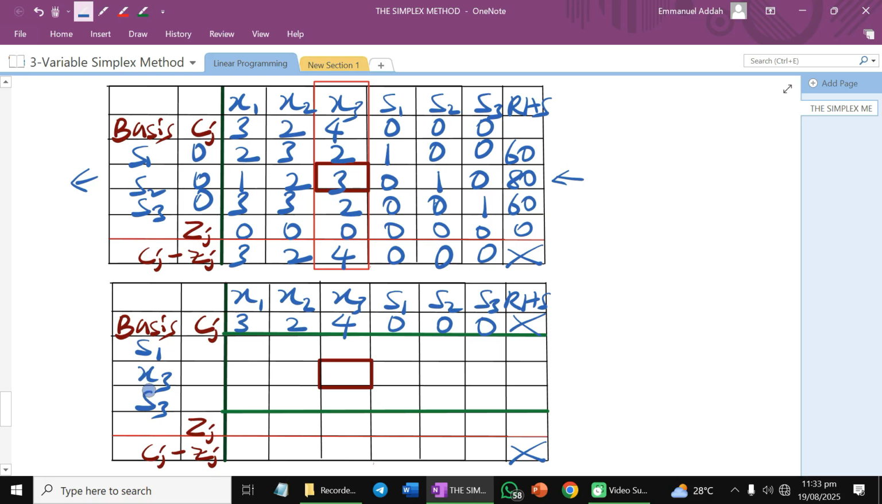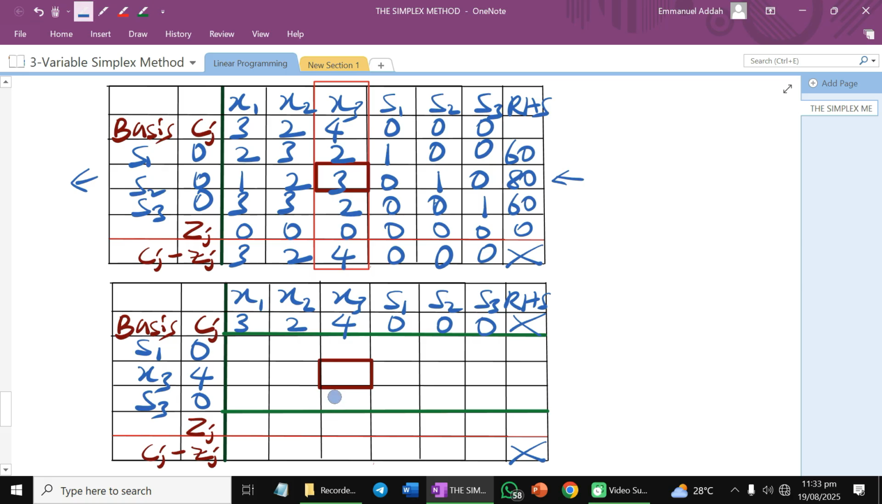And so here we have the coefficient of S1 in the Cj column is 0, X3 in the Cj column is 4, while S3 is 0. Good. You can see we are filling it out gradually.